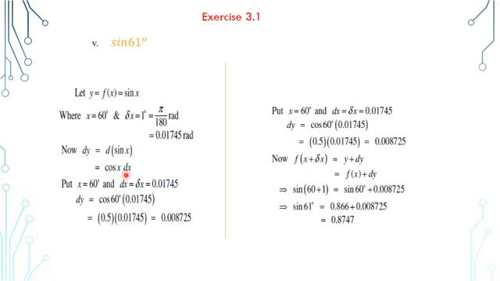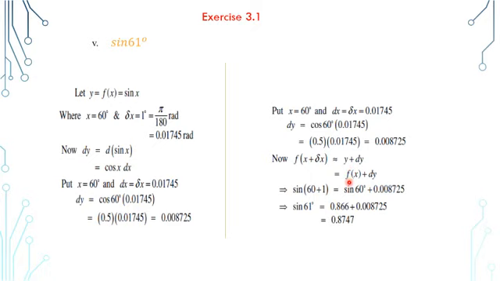Applying differential, dy is equal to d of sin x, and the derivative is cos x dx. Replace the value. Cos x means cos 60, dx means 0.01745. Cos 60 is 0.5 into 0.01745, and we have dy is equal to 0.00875.